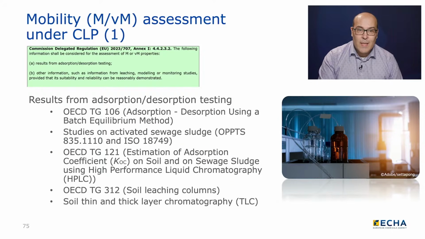So what are these absorption-desorption tests? Here we have quantified some of them, basically the ones based on the test methods that you see on your screen, either the OECD TG 106, the batch equilibrium method, or studies on sewage sludge, or studies based on the HPLC method, or soil leaching columns, or soil thin layer chromatography. So these are some of the examples of valid, reliable tests that can be used for the assessment.